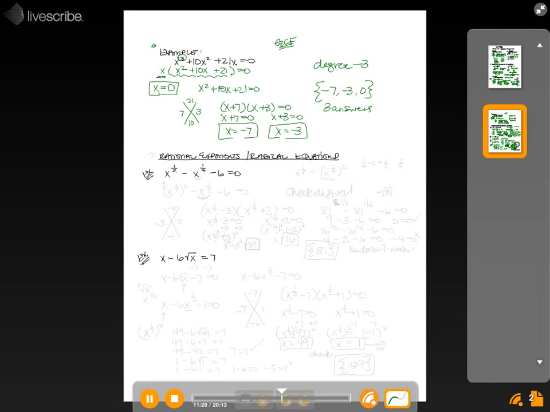Now the only time that won't happen is when we have rational exponents or radical equations. We can still factor them the same way, but we can't tell by the degree what the number of answers will be. So we've got two examples, one of each type. The first one is going to be rational exponents. Remember, rational exponents mean that the exponents are fractions. And we do everything the same. Okay, we're going to test it first.